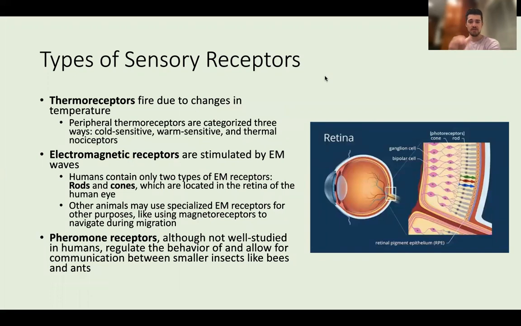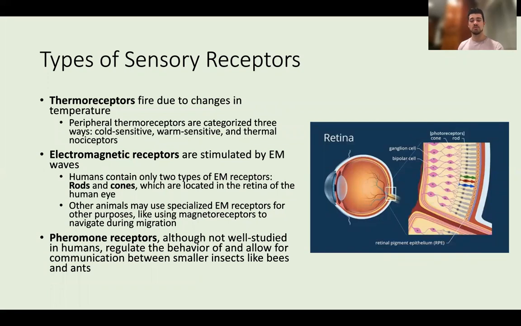So a few more of the types of receptors. We have thermoreceptors, which fire due to changes in temperature. Peripheral thermoreceptors are categorized 3 ways. Peripheral meaning nervous system. We're talking about the peripheral nervous system, remember? So we have cold sensitive, warm sensitive, and thermal nociceptors.